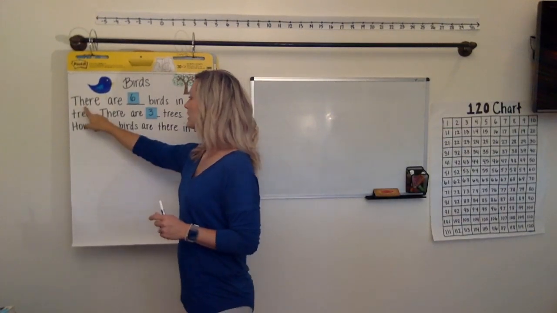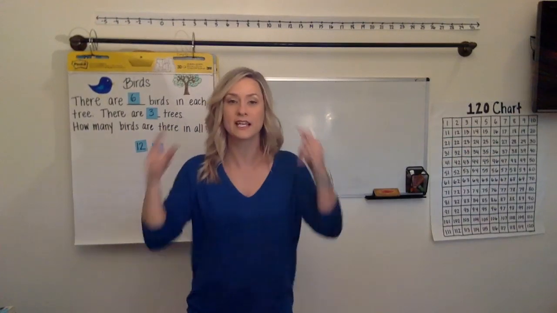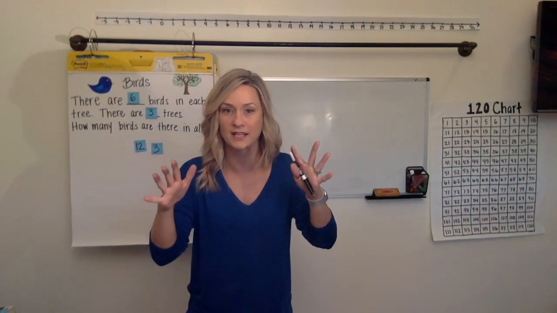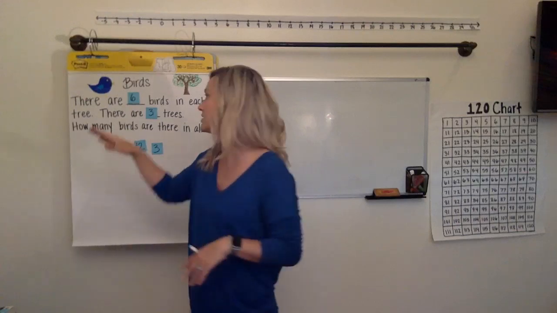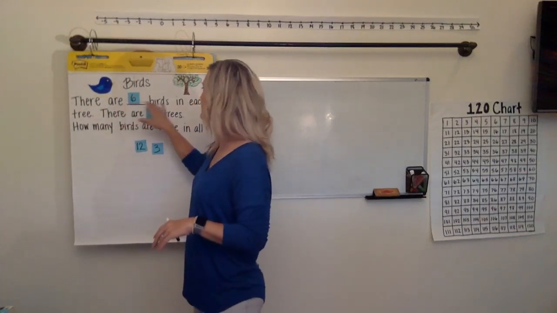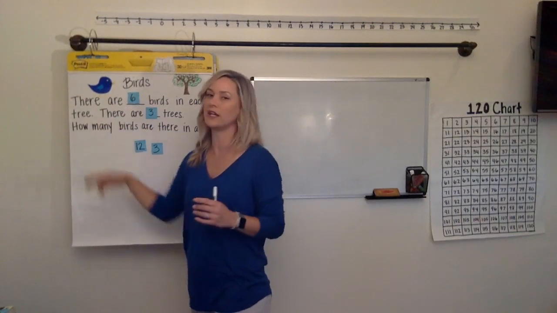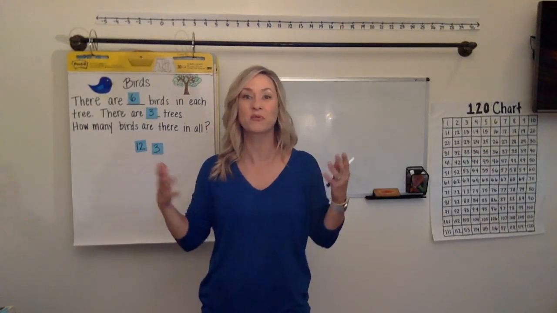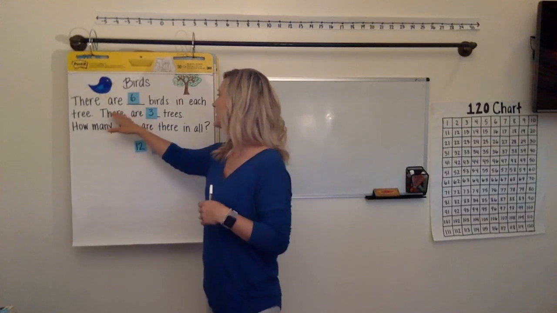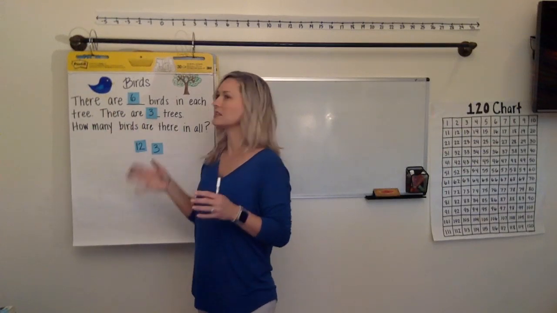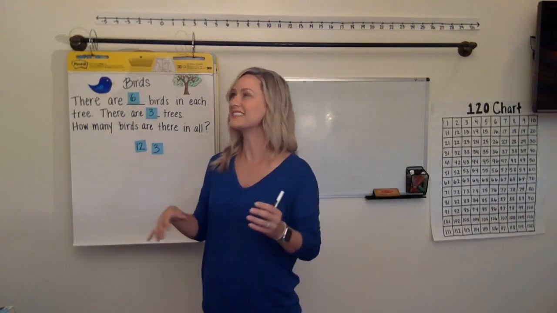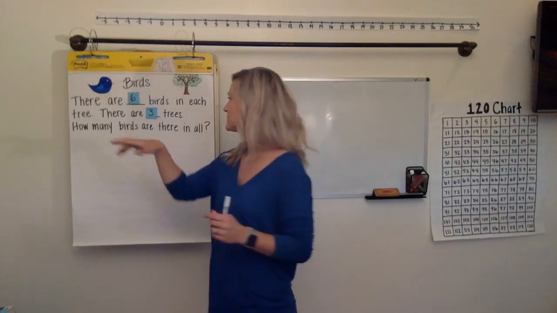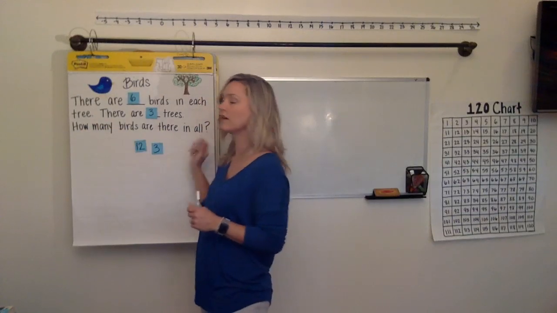All right, so then we read it again, and we look to see if they're imagining what's happening in their minds. So in the story, there are 6 birds in each tree. Oh, it's springtime. There's lots of birds in the tree, so we're really stopping to think. There are 3 trees. Oh, we're looking at 3 trees. Can you see them? 1, 2, 3. How many birds are there in all?